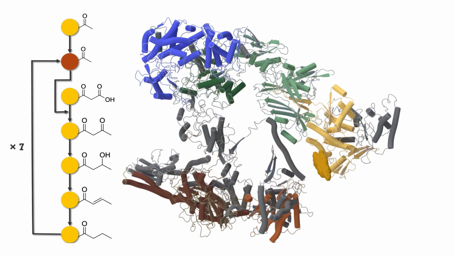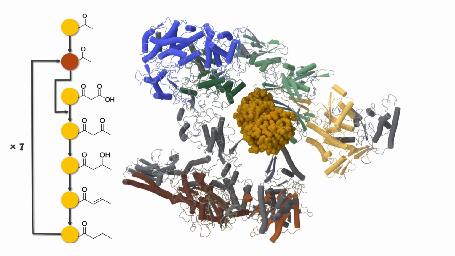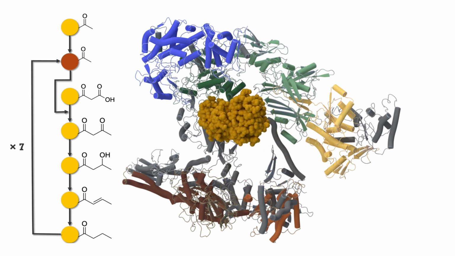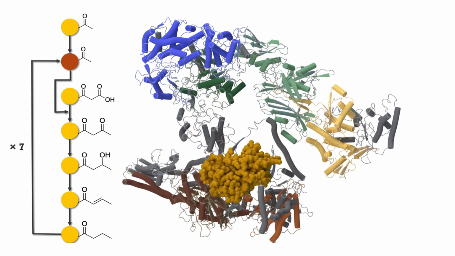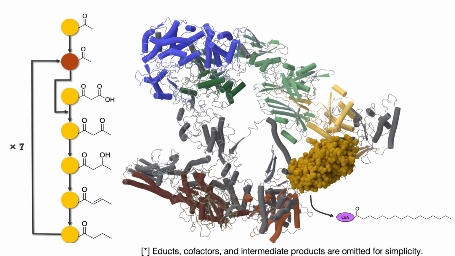saturated. This cycle is repeated 7 times. During each iteration, an additional 2 carbons get added to the growing chain. After 7 iterations, the final product, palmitoyl, is released into the cytosol.